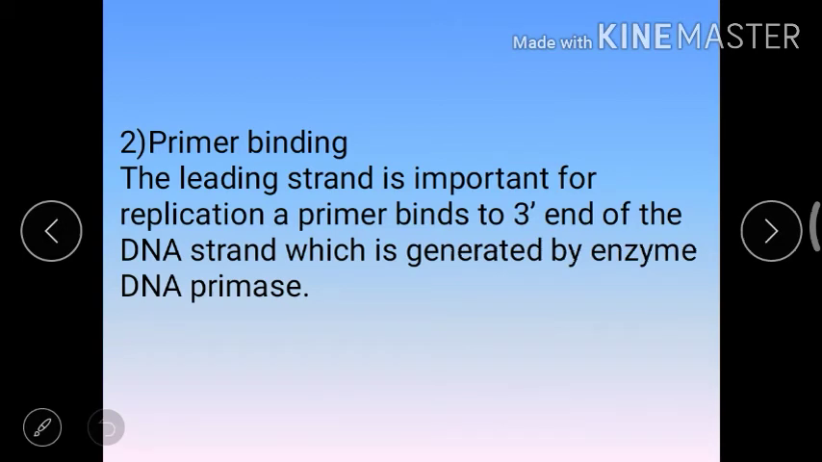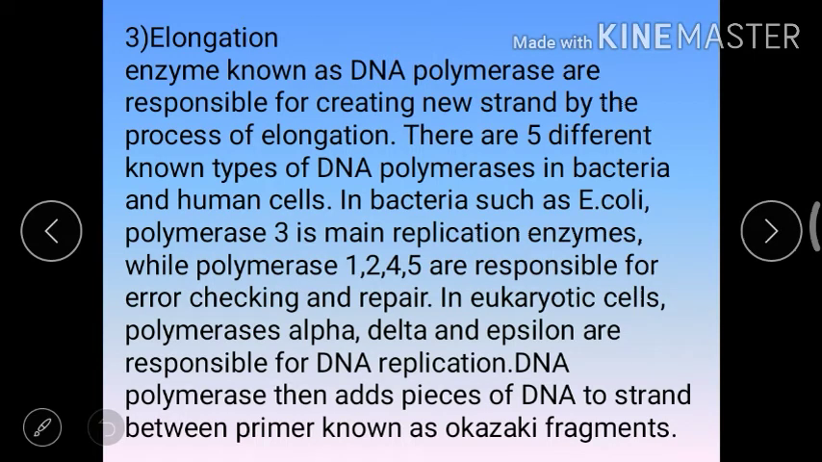So the second step is primer binding. The leading strand is important for replication, and a primer binds to the 3 end of the DNA strand, which is generated by the enzyme DNA primase. Moving to the third step, elongation. Simply, elongation means making the strand longer. The enzyme known as DNA polymerase is responsible for creating the new strand by the process of elongation.